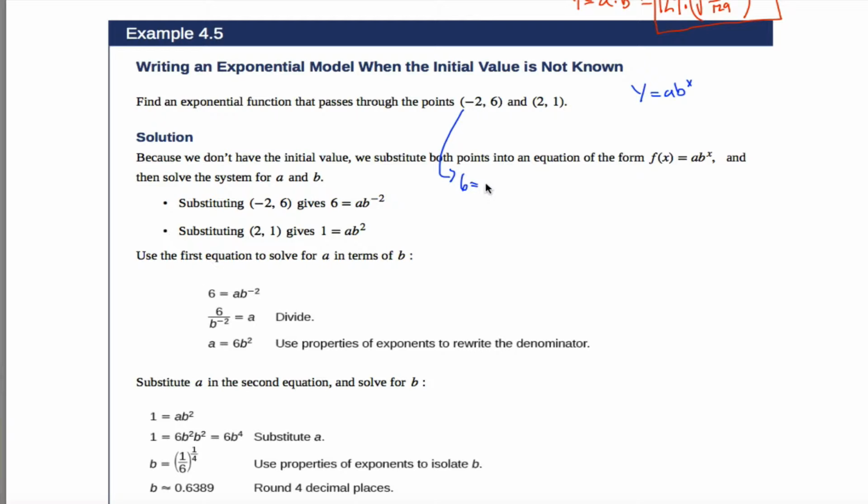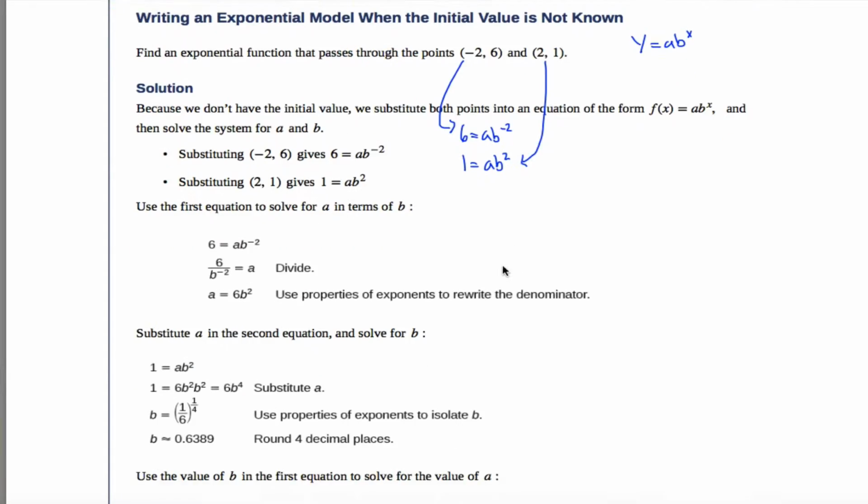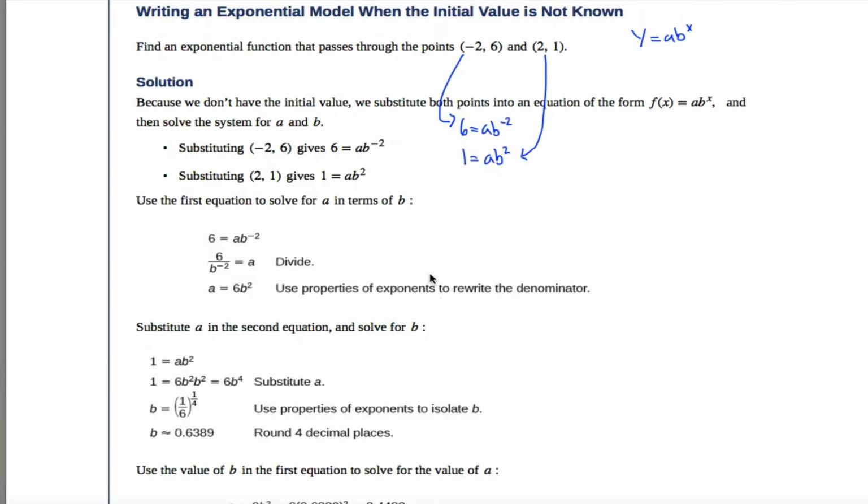So 6 must be equal to a times b to the -2 power. And similarly, using this point over here, 1 must be equal to a times b squared. That's from this point here. Then this is where I depart from your book. Instead of solving one of the two equations and substituting back in, I think it's easier to divide the equations. This is a little trick that will always work.